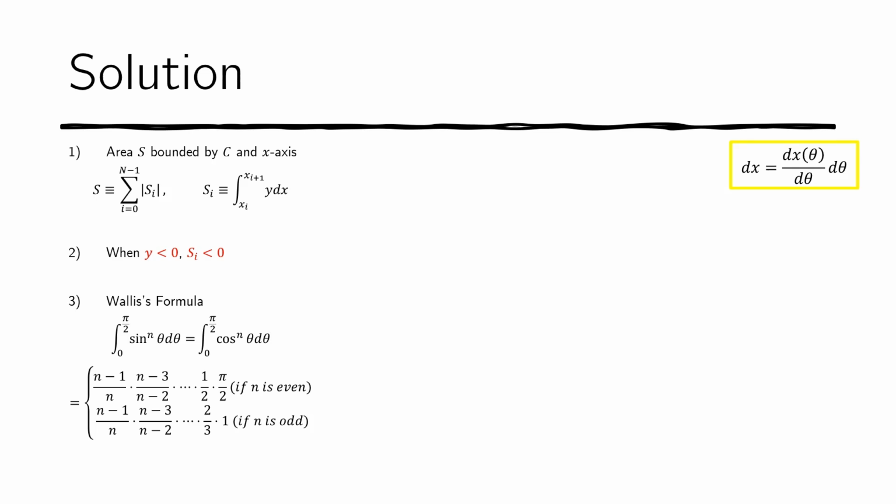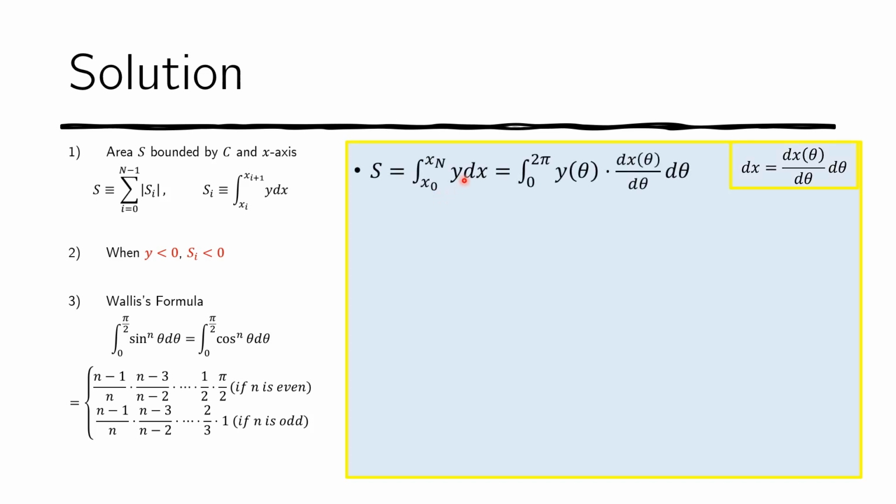Now let's do the integral. Again, the area is given by this integral here. So here, x sub 0 is the leftmost point of the interval, and x sub n is the rightmost point of the interval, and we have to integrate y dx. And that will give us the area. Now in our given, x sub 0 is actually 0, so it's the leftmost point of our interval. And x sub n is actually 2 pi. That's the rightmost point of our interval.